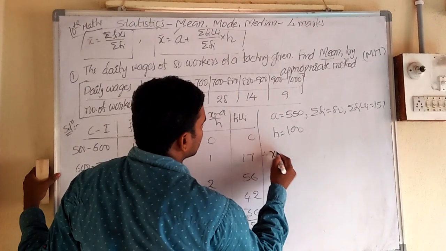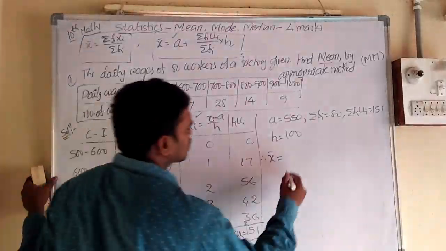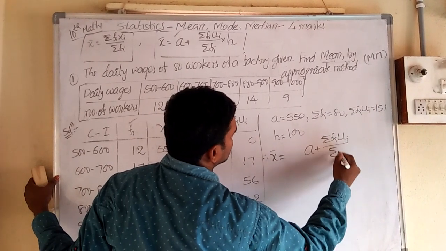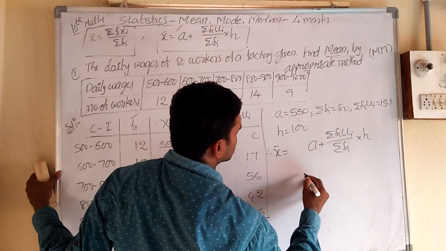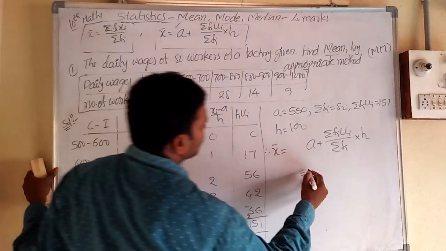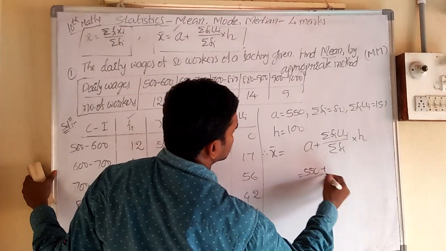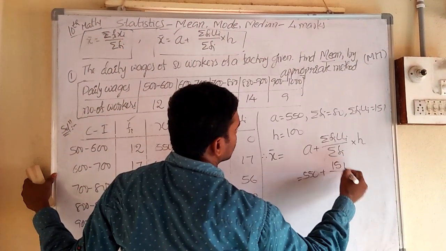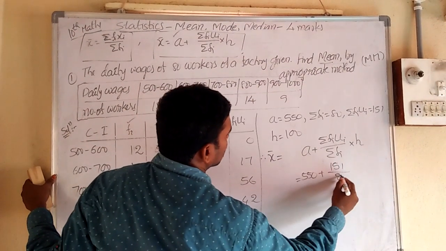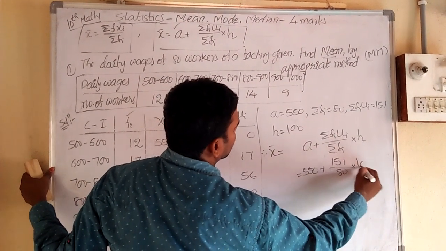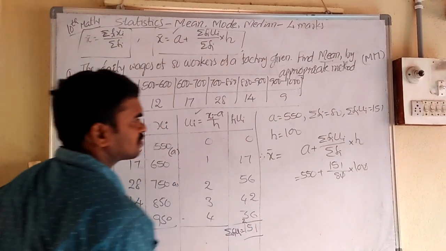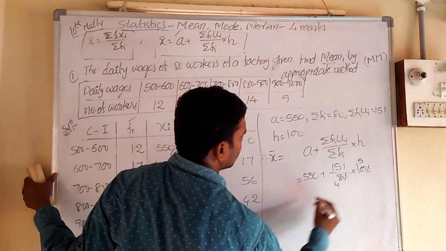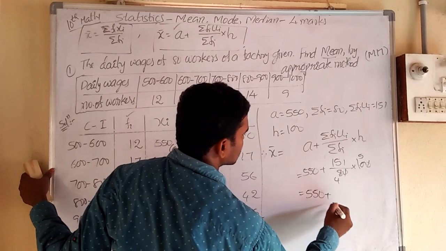So now mean means x bar. Mean equals x bar. What is the formula? A plus summation fi ui by summation fi, into h. A means what? 550. Next plus summation fi ui value, how much? 151, by summation fi value 80, into h value 100. See, the zeros cancel, and 2 4s are 8, 2 5s are 10, so it is 550 plus.